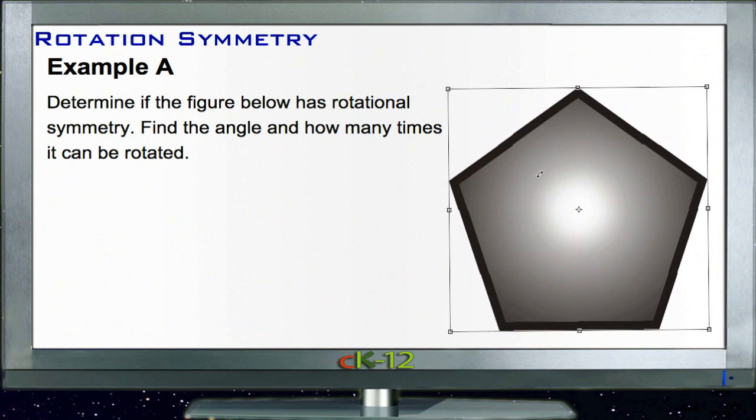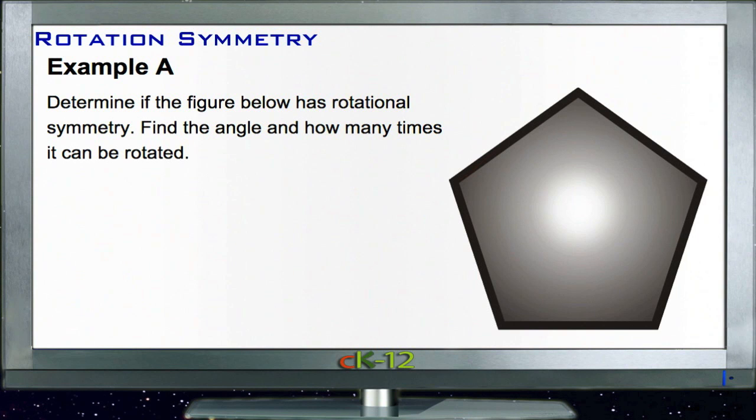So if we call this side here, let's mark it, call this side 1. We'll call this side 1, 2, 3, 4, 5. So we have 5 vertices.